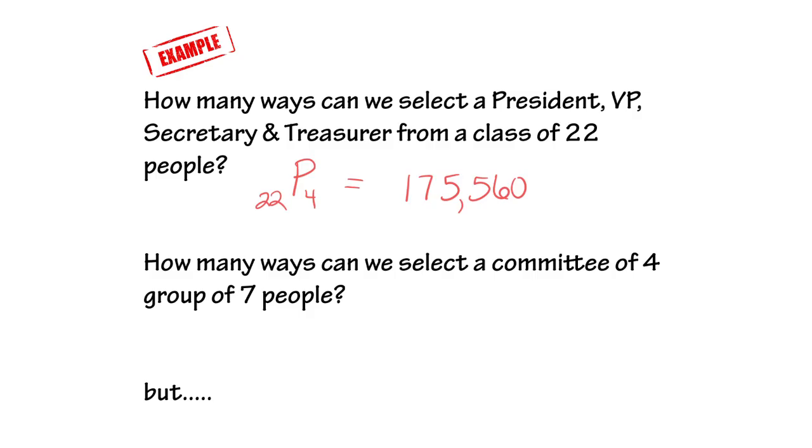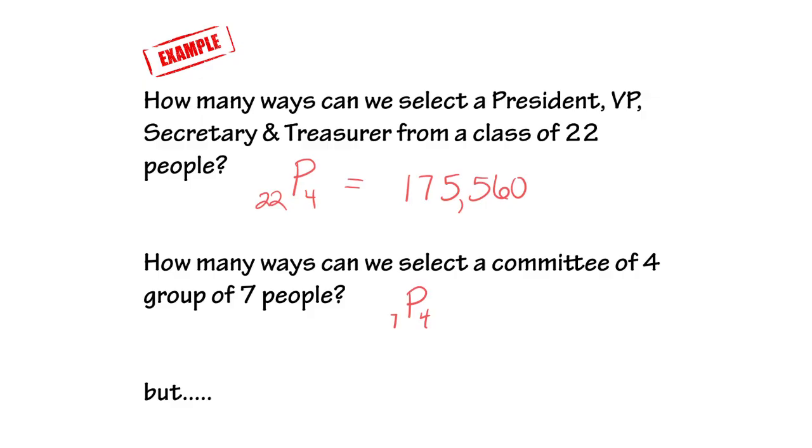Now, let's try something kind of similar. It says, how many ways can we select a committee of 4 people from a group of 7 people? Okay, so I guess I'm done with that class of 22. I'm starting over. So I've got 7 people here, totally different scenario. Got 7 people standing there. I'm going to pick 4 people to be on a committee. So that would look something like this. Permutations of, there are 7 people, and I'm going to choose 4 of them.